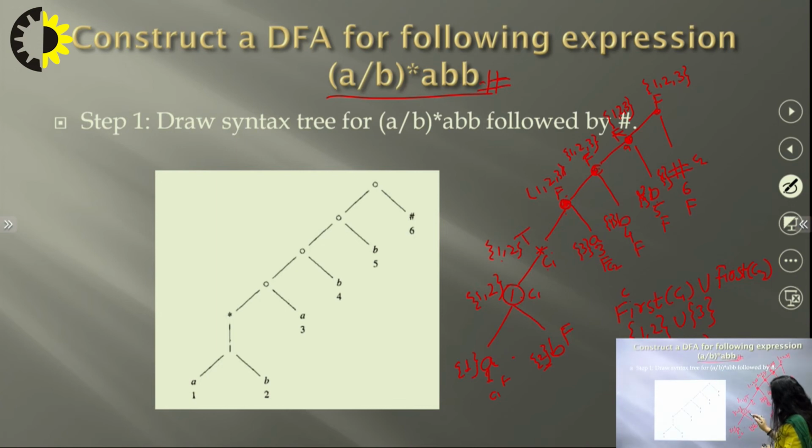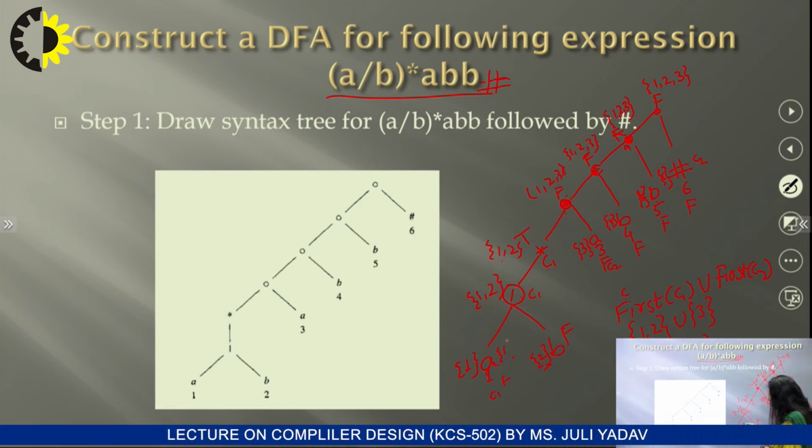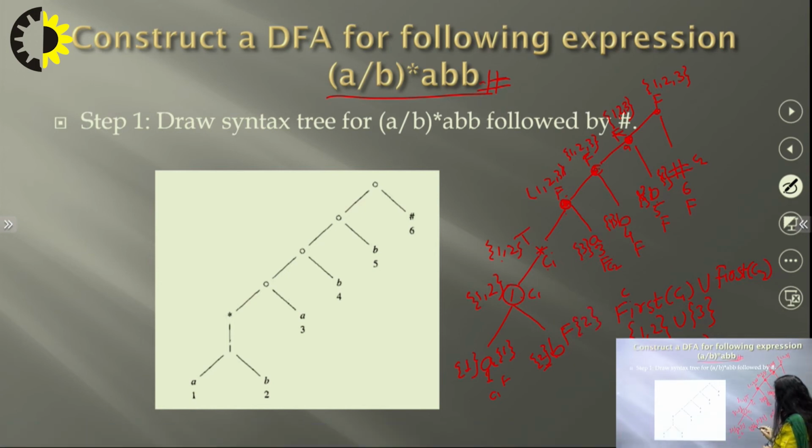So, for this A, the last pos is its position and it is at position 1. So, it is also the last pos. For this B, the last pos is 2 as it is the position of the node. For this, it is 3. For this B, it is 4. Last pos is 4. And for another B, last pos is 5. And for hash symbol, last pos is 6.